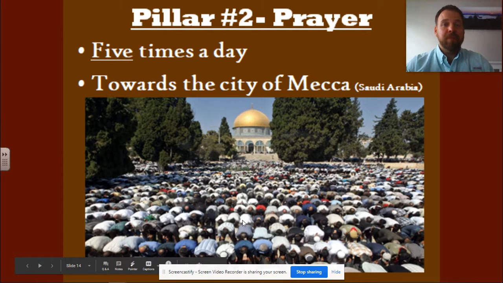So that pretty much knocks out Pillar 2, which is obviously the prayer 5 times a day in a specific way, in a specific direction. Okay, so that's Pillar 2.